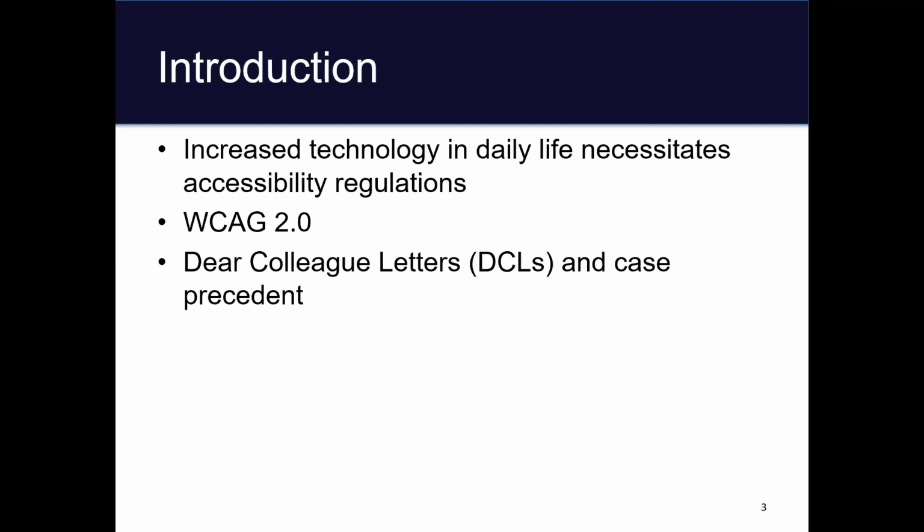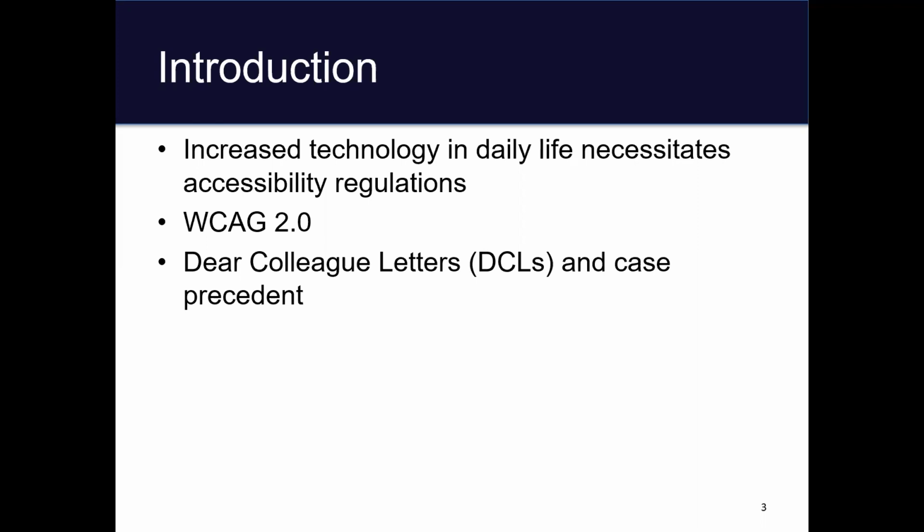So let's get started. As technology increasingly infuses daily life, it has become necessary to regulate its accessibility. The purpose of civil rights laws governing accessibility is to ensure that all people, regardless of race, sex, disability, or any other aspect of identity, have equal opportunities to participate in every facet of life. Specific laws such as the Americans with Disabilities Act, or the ADA, and Section 504 of the Rehabilitation Act of 1973 make specific provisions for people with disabilities.